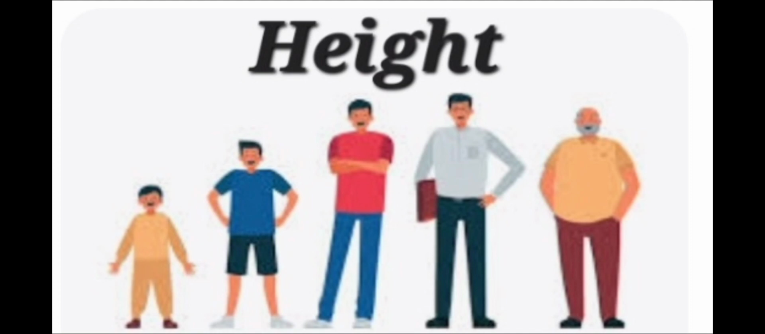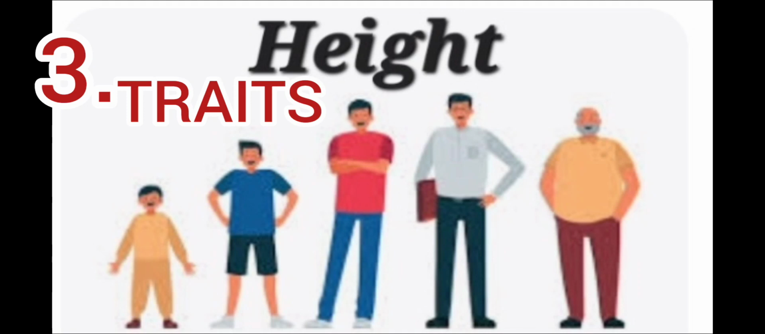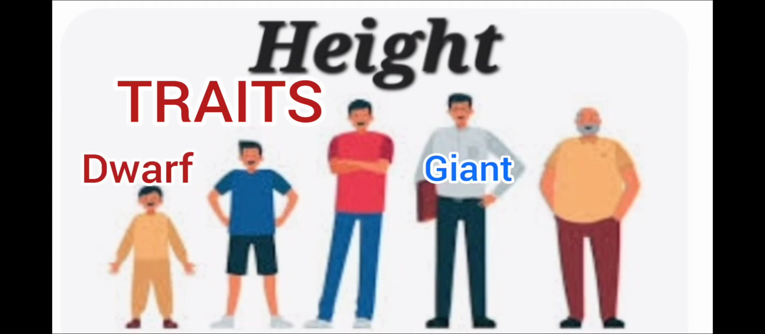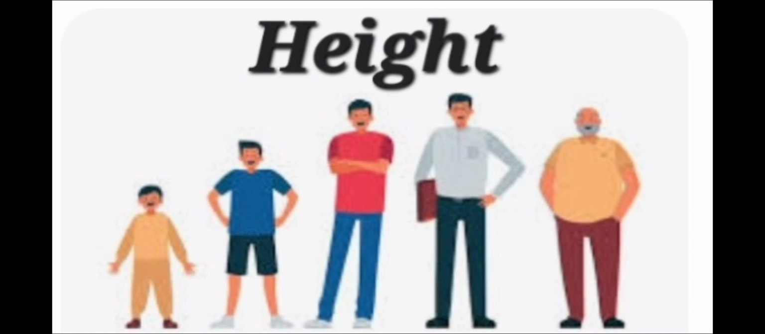Next, we come to traits. Traits are the alternative forms of a character. They are usually the observable alternate forms of a character. So, tallness and dwarfness are the two traits of height.